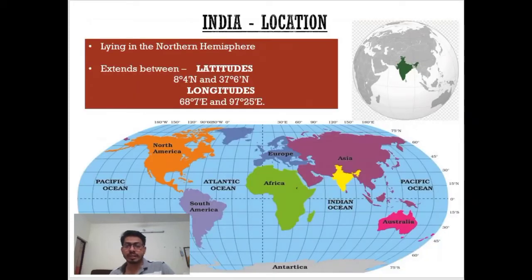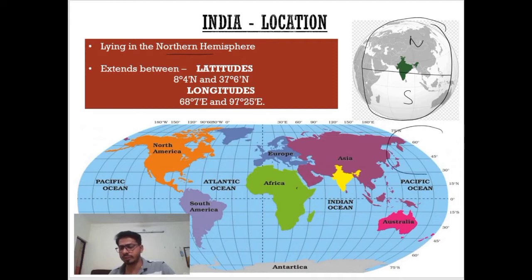That is India's location. Here a few lines are written. Let's see what is written here. Lying on the northern hemisphere. What does it mean? First of all, let's understand. We know that this is the Earth. Earth can be divided into two parts, northern hemisphere and southern hemisphere. But Earth can also be divided into two more parts, that is the eastern hemisphere and western hemisphere.